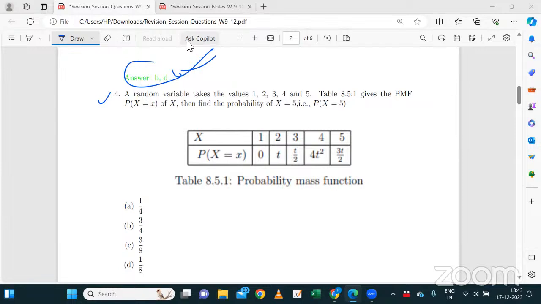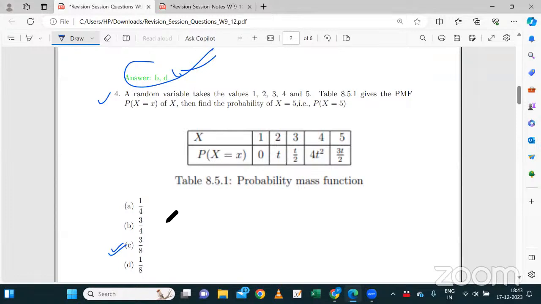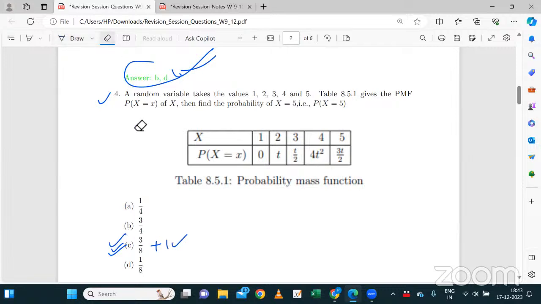I got one vote for option number C. Aryan is saying option number C. Okay, I got one more, C also. Okay, let's go.